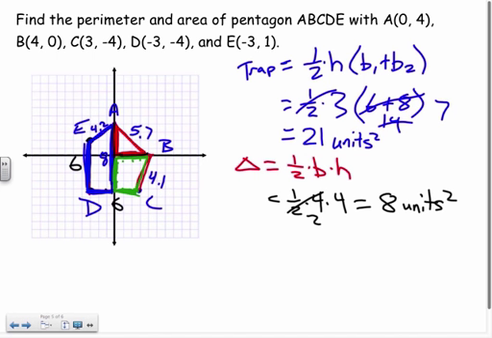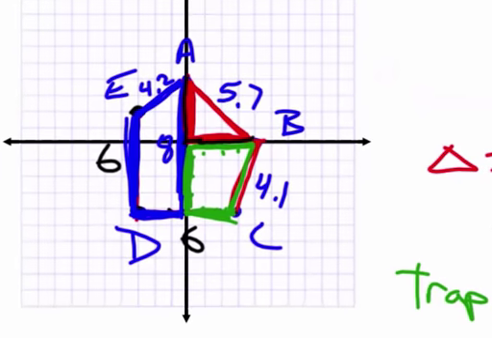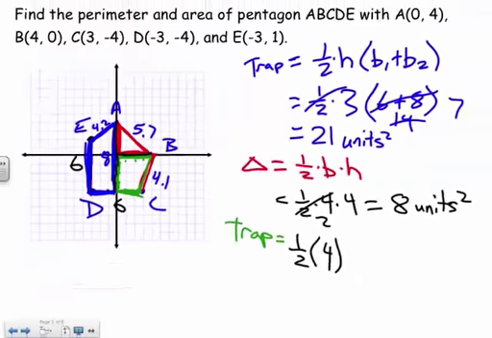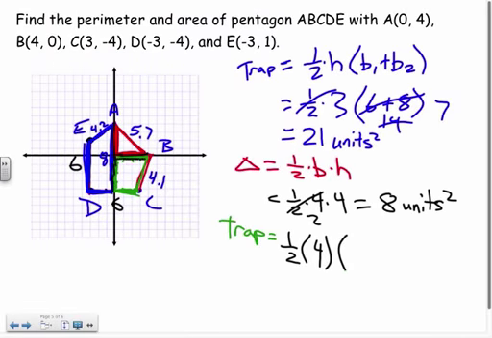And lastly, my green trapezoid here. Same thing, use my same formula from up above. So I have 1/2 times the height. My height is going up and down this time, so 1, 2, 3, 4, a height of 4, and my bases added together. I know this base is 4, and this base looks like 1, 2, 3. So 4 plus 3 are my two bases. Half of 4 is 2, and 2 times 7 is 14.